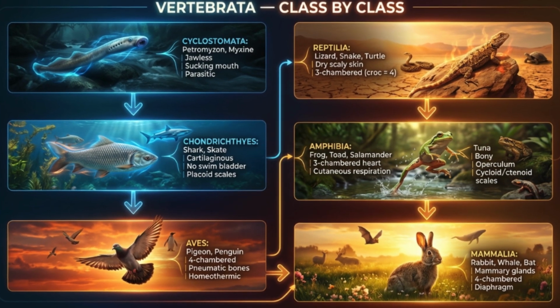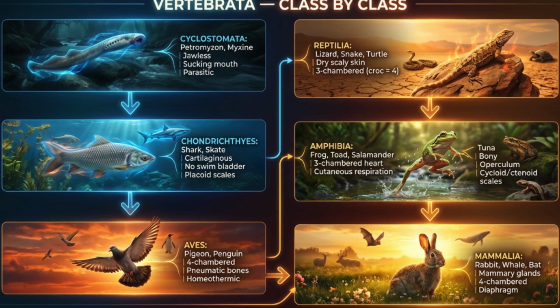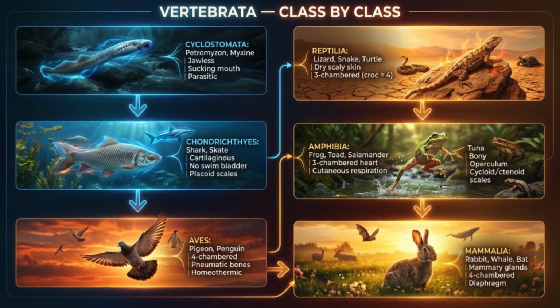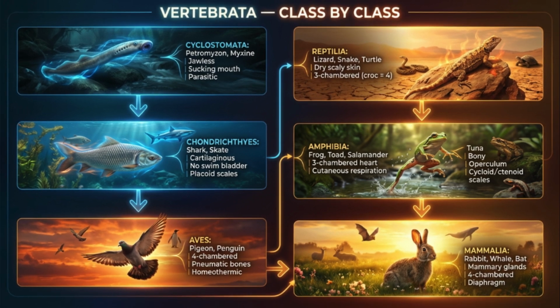Now, the vertebrates, they have 7 classes. Let's nail each one. Cyclostomata, jawless vertebrates. Petromyzon is the lamprey, parasitic on other fish. Myxine is the hagfish. Notochord persists as adults. Chondrichthyes, cartilaginous fish. Shark, Scoliodon, Pristis, Trygon. No swim bladder, they must keep swimming or sink. Placoid scales. Chondrichthyes are mostly marine.